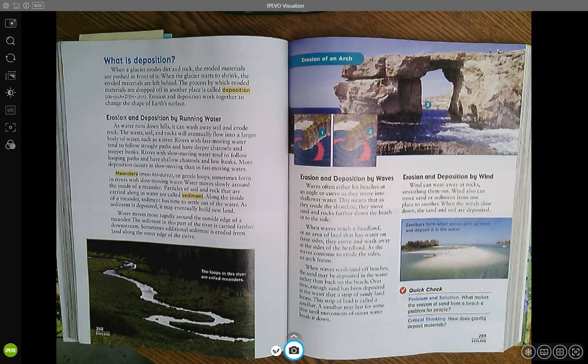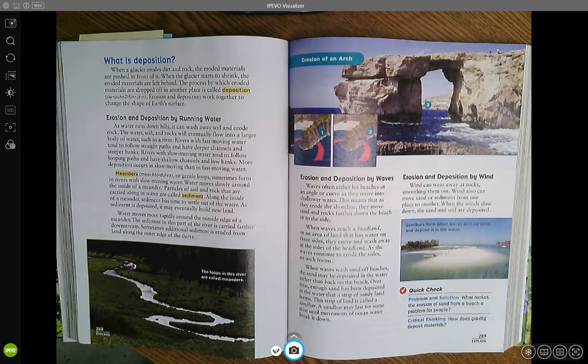Erosion and deposition by waves. Waves often either hit beaches at an angle or curve as they move into shallower water. This means that as they erode the shoreline, they move sand and rocks further down the beach or to the side. When waves reach a headland, or an area of land that has water on three sides, they curve and wash away at the sides of the headland. As the waves continue to erode the sides, an arch forms.